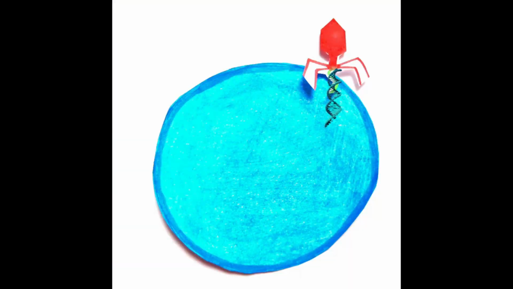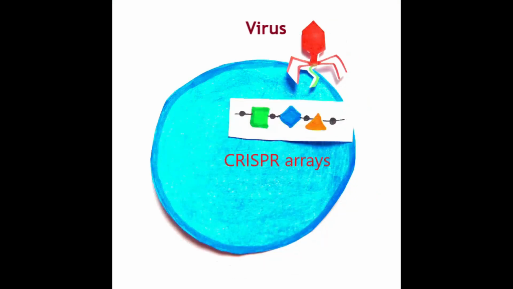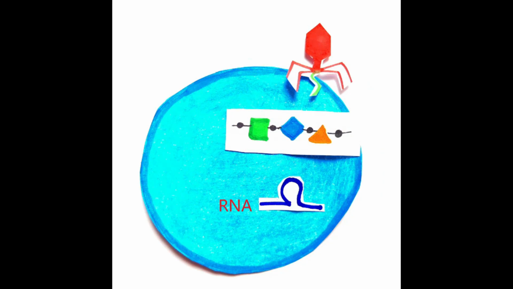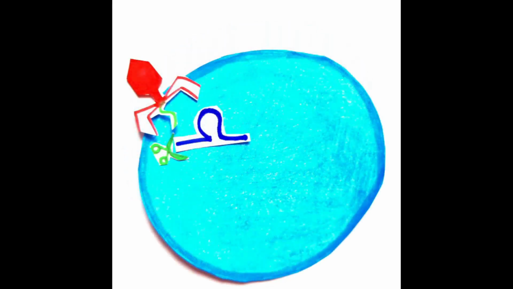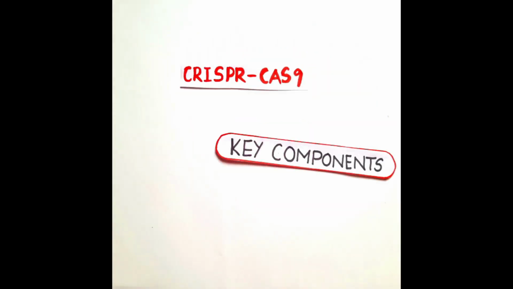CRISPR-Cas9 was adapted from a naturally occurring genome editing system in bacteria. The bacteria capture snips of DNA from invading viruses and use them to create DNA segments known as CRISPR arrays. The CRISPR arrays allow the bacteria to remember the virus. If the virus attacks again, the bacteria produce RNA segments from the CRISPR arrays to target the virus's DNA. The bacteria then use Cas9 or a similar enzyme to cut the DNA apart, which disables the virus. The CRISPR-Cas9 system works similarly in the lab.